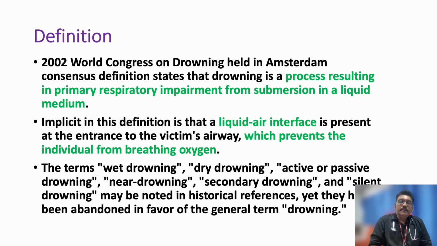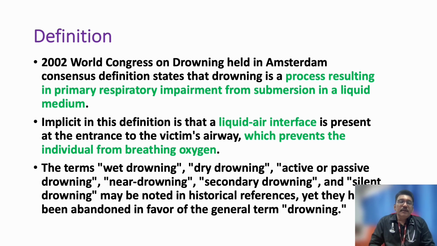So, here there is an entry of liquid into our airways. That liquid prevents the oxygenation of our blood. That is the most important thing which is happening in drowning. The mechanism of hypoxemia can be due to entering of water inside the lung, or it can be due to asphyxia, that is, laryngeal spasm can occur. So various mechanisms are there, but ultimately it will lead to hypoxemia.